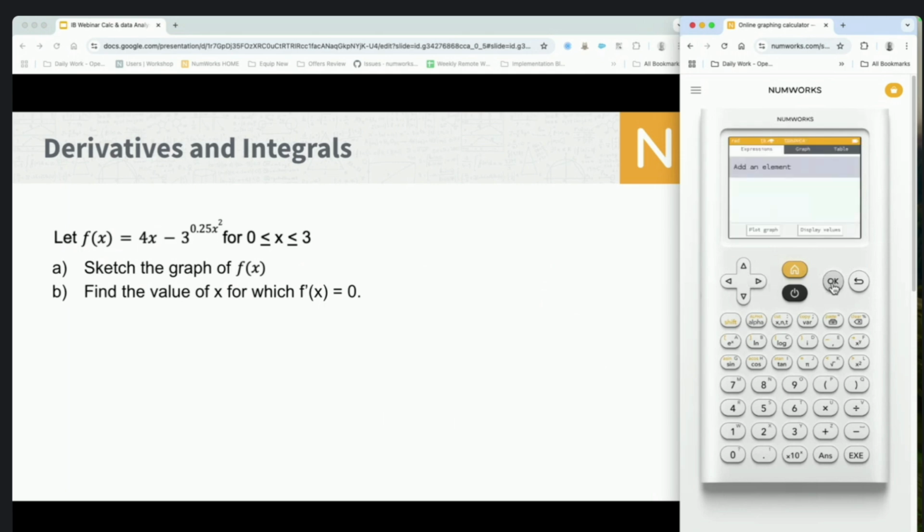What I would recommend to a student is going into the grapher. I'm going to add this, and I'm going to add this as f of x. I'll explain why in just a little while. So to do that, I go over to templates. F of x is 4x minus 3 to the 0.25x squared.